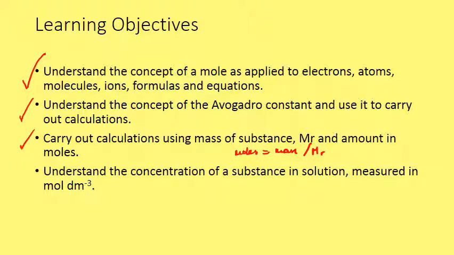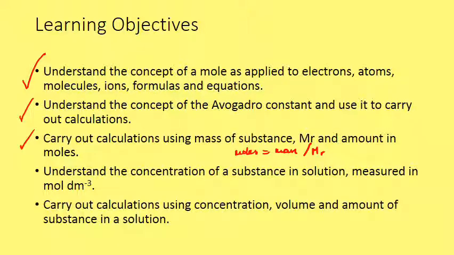And then we understood that the concentration of a substance was measured in moles per decimeter cubed, and we carried out some calculations using concentration, volume and amount of substance, i.e. moles, and that was the concentration equals moles over volume equation and its variants. So not only did we do that, but we also combined those two equations to do a slightly more difficult question there. So we've covered those learning objectives. Hopefully they were clear for you. If not, you need to let me know. But in any case, I'll see you very soon.